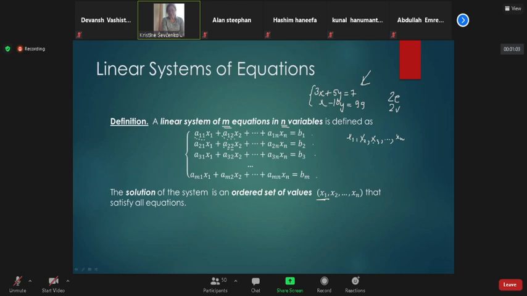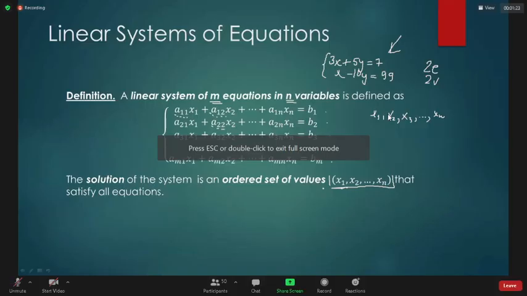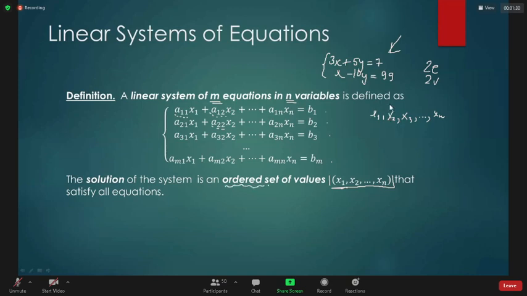of values, an ordered set of values. That is, we know what number is ascribed to be x1, what number is ascribed to be x2, and so on and so on. So an ordered set of values, which, of course, if we put in these equations are satisfied or become true identities. So a solution is evidently an ordered set of values. The order matters. So how to solve these systems?